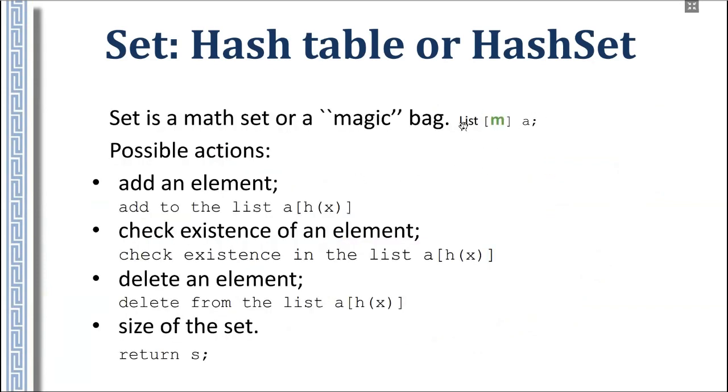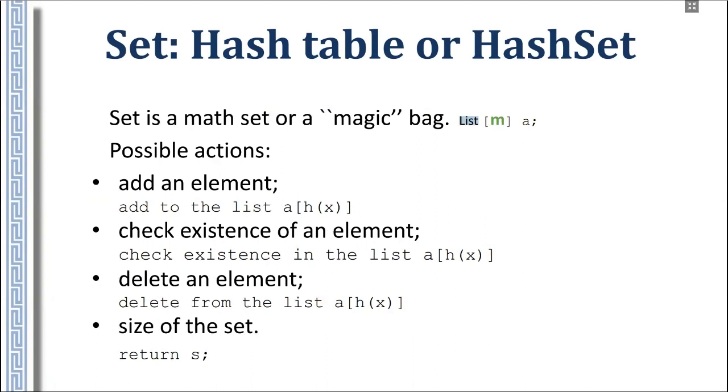So, in fact, we have an array such that each element of our array is a list of objects. The size of the array is m, where m is the number of possible hash values. If we want to add an element, we get the list by the hash value of x and add the element to this list. If we want to check existence, we take the list by hash value and check the existence of the element in this list. Removing is the same: take the list by hash value and remove the element from this list.